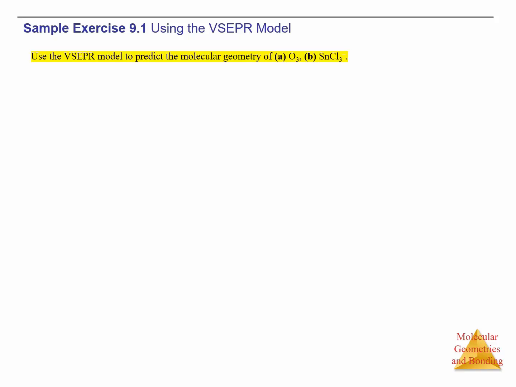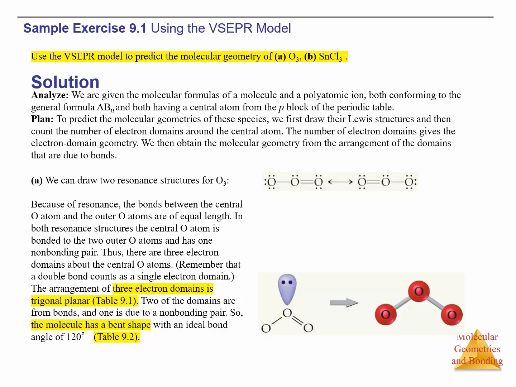Remember last time we talked about this sample exercise and we learned how to use the VSEPR model to predict the molecular geometry of O3. The arrangement of 3 electron domains is trigonal planar, and that's from table 9.1, whereas the molecule has a bent shape, and that's from table 9.2.